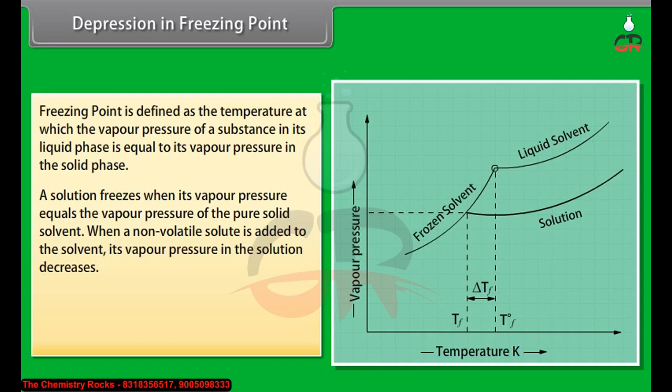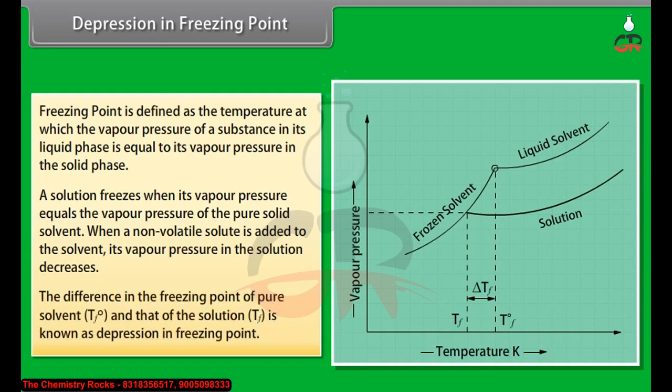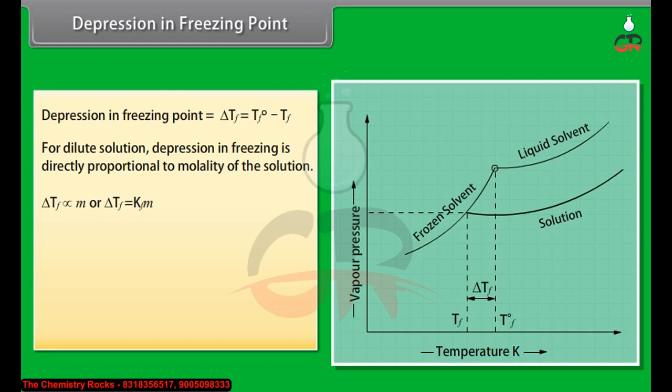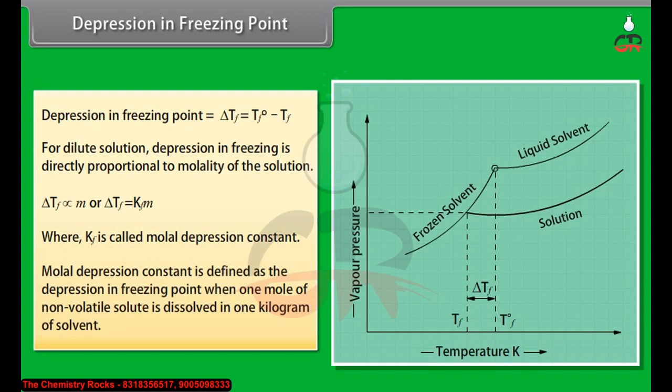The difference in the freezing point of pure solvent and that of the solution is known as depression in freezing point. Depression in freezing point is denoted by delta Tf, which is equal to Tf naught minus Tf. For a dilute solution, depression in freezing point is directly proportional to the molality of the solution. Kf is called the molar depression constant. Molar depression constant is defined as the depression in freezing point when 1 mole of non-volatile solute is dissolved in 1 kilogram of solvent.